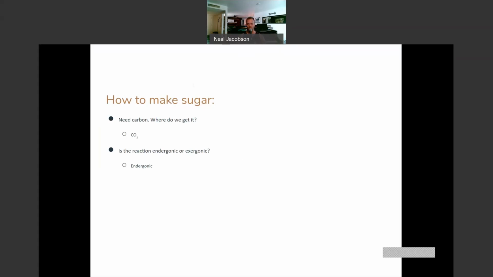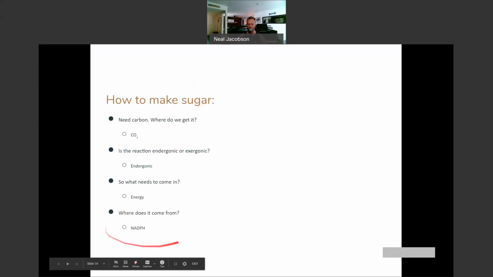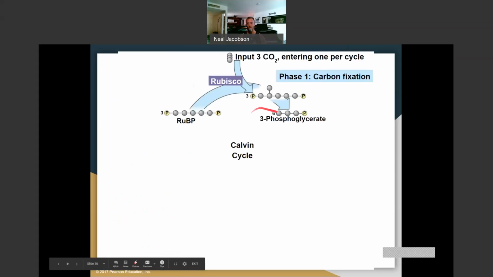So what needs to come in? Well, energy from the sun. So we've got to get energy. And where does it come from? It comes from the sun, but remember that energy is also coming from those cellular batteries we charged up. So indirectly, the energy that makes sugar comes from the sun, and it's transported to the Calvin cycle by these cellular batteries. All right, so this is how the Calvin cycle starts.